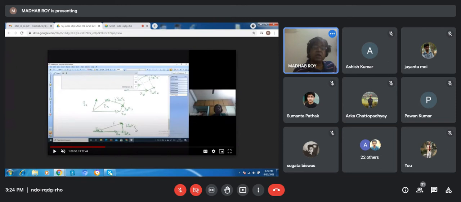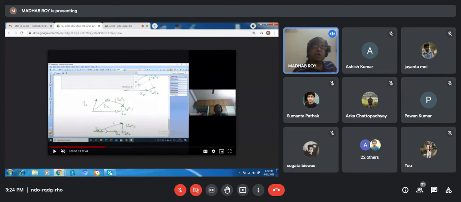So this synchronous reactance. Now for the unity power factor, what does it mean? It means that VA and IA will be on the same line. That means same phase. Then if we draw, we will see that this will be the E, that means the generated voltage for the synchronous generator.